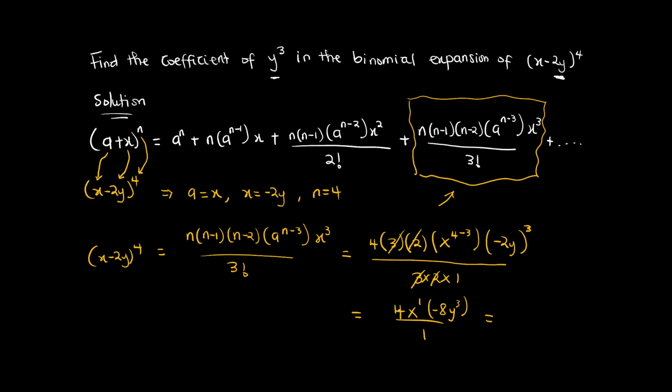So this is equal to 4 multiplied by negative 8, which will give me negative 32 x y cube divided by 1, which is still negative 32 x y cube. So the question is saying we should find the coefficient of y cube. The coefficient of y cube over here is the negative 32x that we can see over here, this part. Okay, this is the answer. Negative 32x is our coefficient of y cube, as we can see in the question.